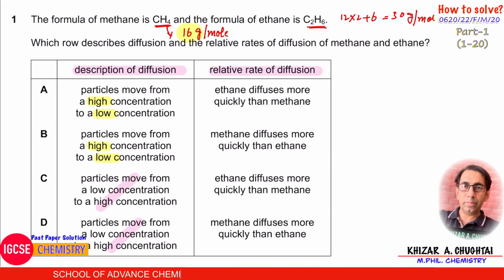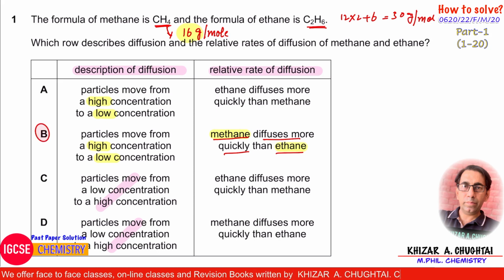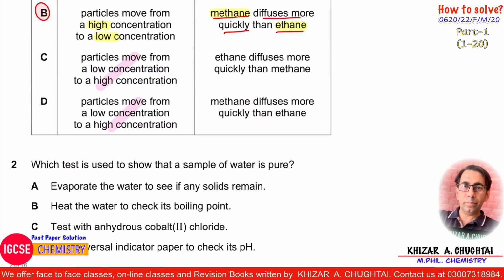It will diffuse faster. So let's see over here. Methane diffuses more quickly than ethane. Yes, it is true. So overall, B is the correct option.